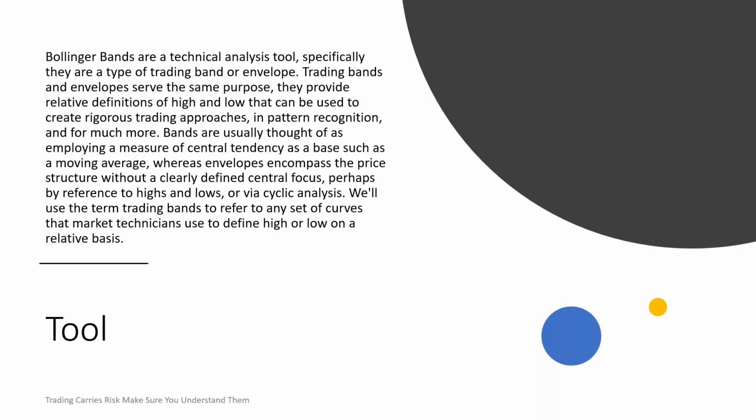Now, Bollinger Bands are a type of technical analysis tool. Specifically, they fall into the area called trading bands or envelopes. Trading bands and envelopes serve basically the same purpose. They provide us relative definitions of high and low. Bands are usually thought of as employing a measure of central tendency, such as a base, such as a moving average, whereas envelopes encompass the price structure.